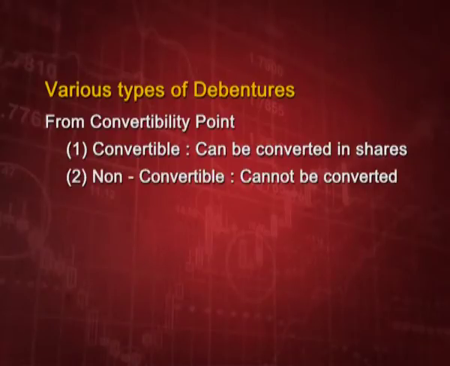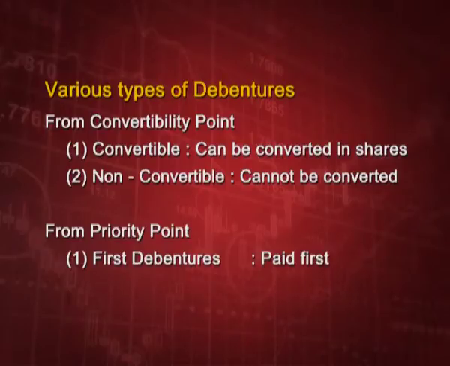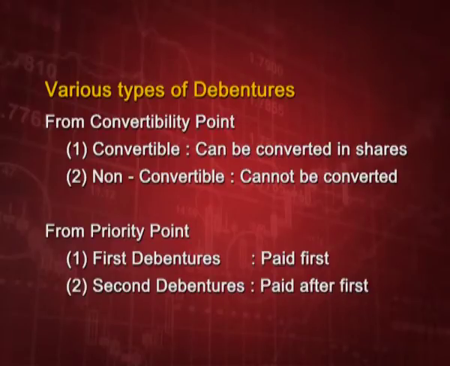And one more point can be there, from the priority point of view: those debentures which are to be paid first are called first debentures, and those which are to be paid after the first are naturally called second debentures. So, there can be first debentures which are paid first, and second debentures which are paid afterwards. Now, how do we issue the debentures for cash?